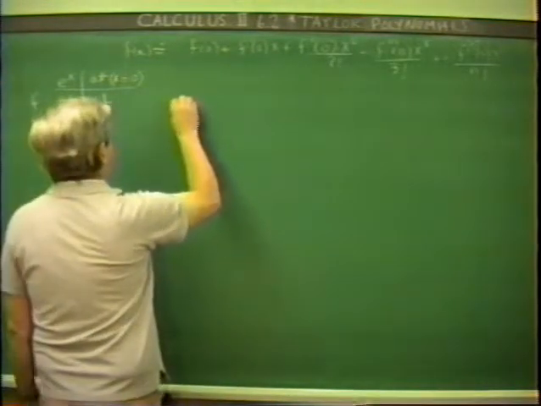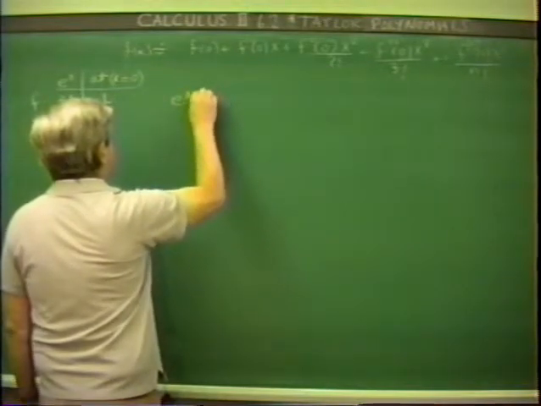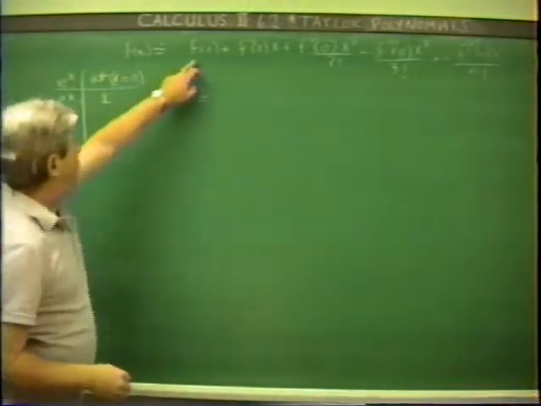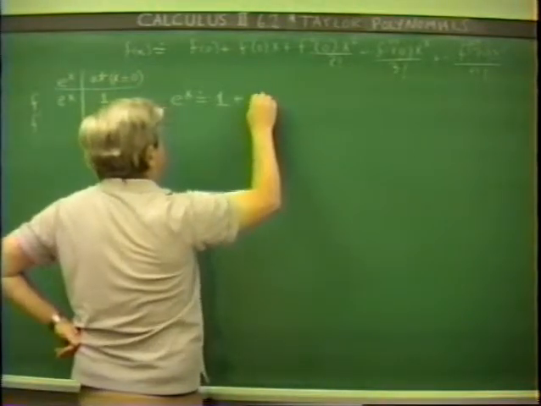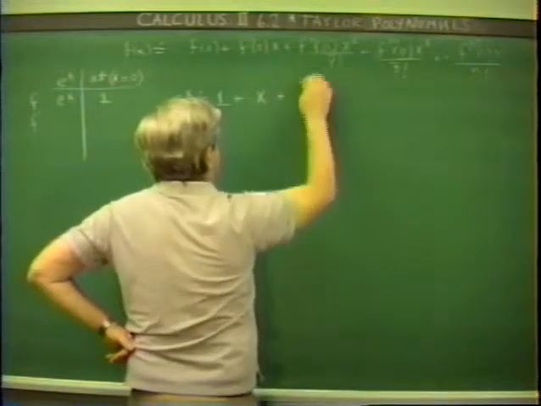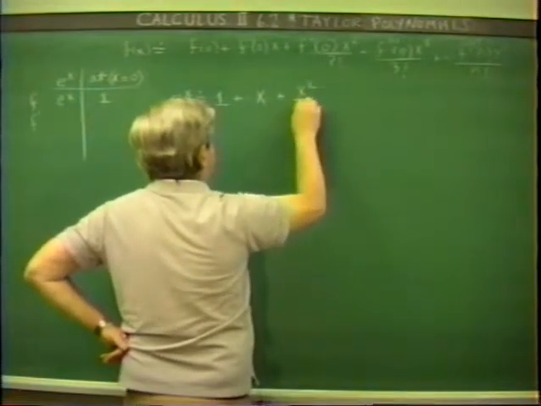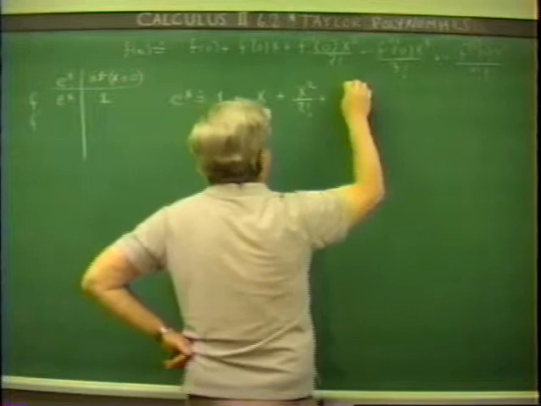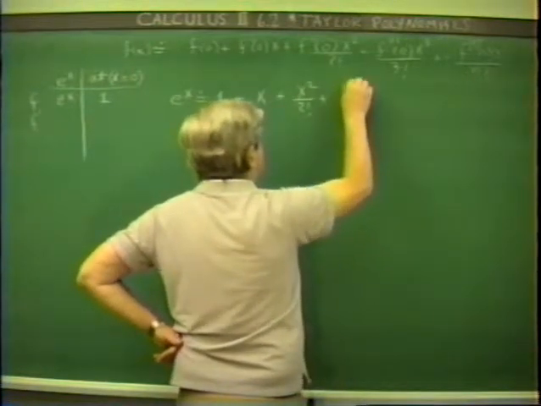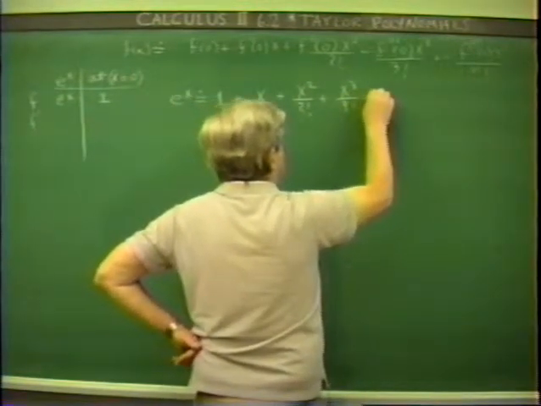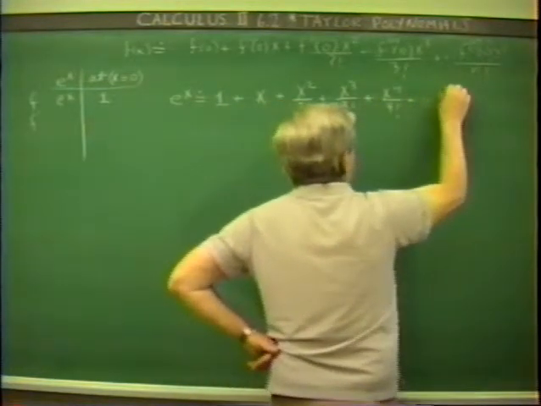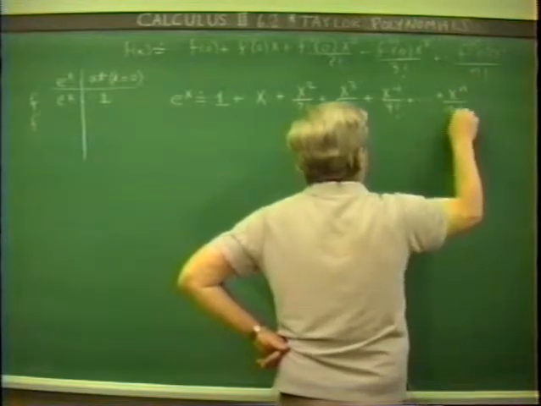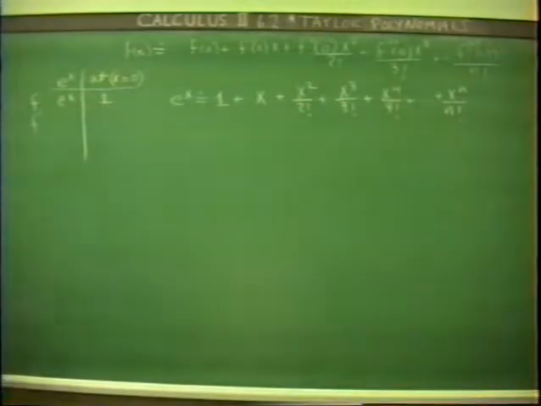So now we want e to the x is approximately equal to the value of the function at 0, which is 1, plus the derivative at 0 times x, that's 1 times x, plus the second derivative at 0 times x squared over 2 factorial, plus the third derivative at 0, that's 1 again, x cubed over 3 factorial, plus x to the 4th over 4 factorial, and so forth here, plus x to the n over n factorial. So there's the Taylor polynomial for the function e to the x.